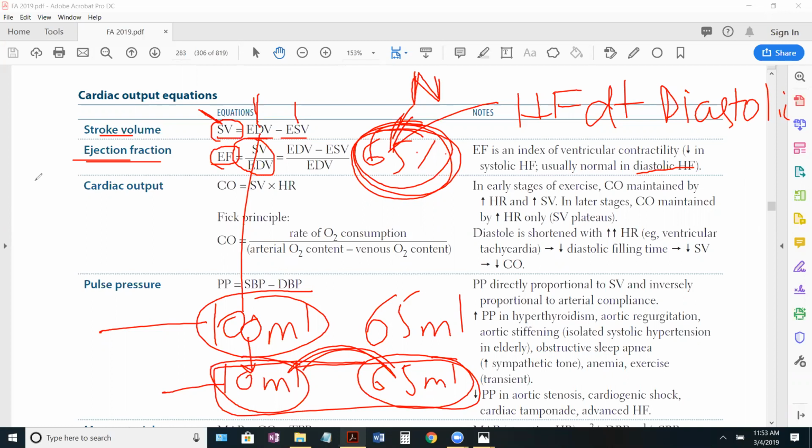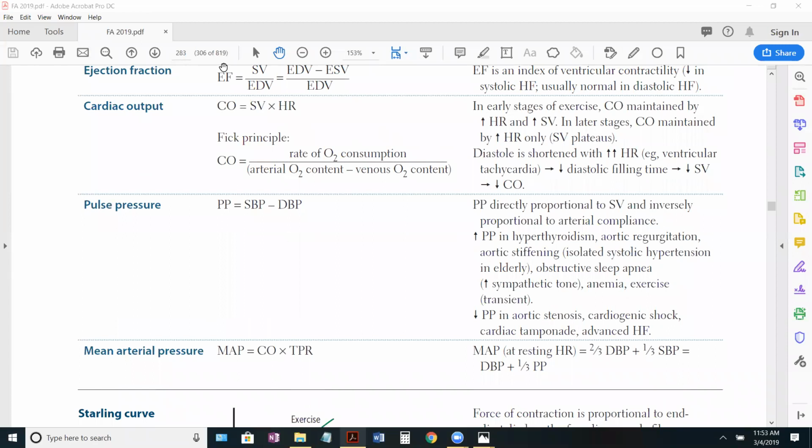So the only two scenarios you have to think about with a normal ejection fraction are that it is either truly normal, or it can be due to heart failure with diastolic dysfunction, because that's the scenario where the heart will not allow the blood to enter.